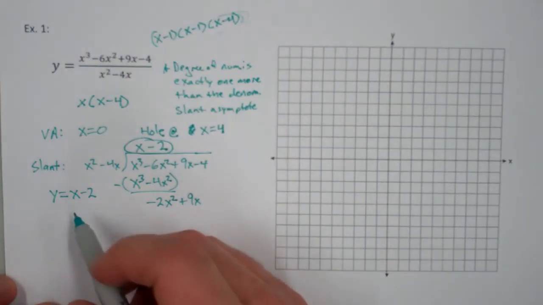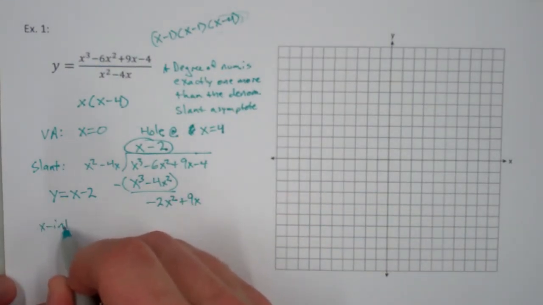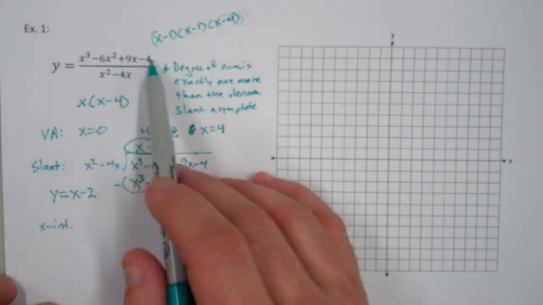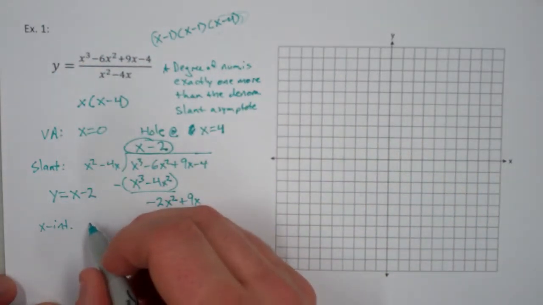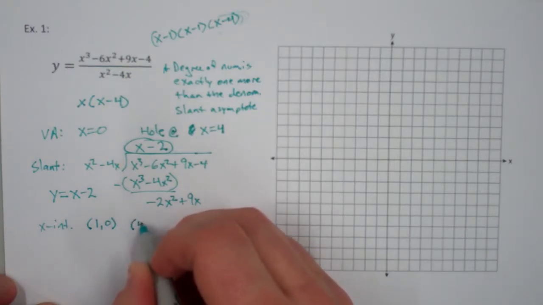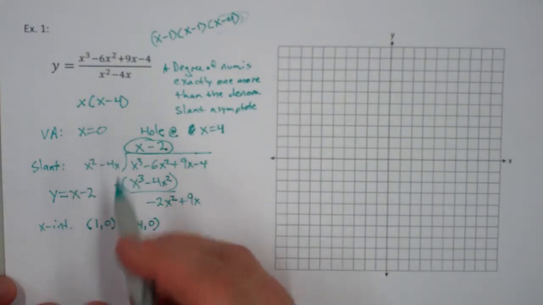To try to figure out any x-intercepts, we kind of found those before. The x-intercepts will be for these values here when they're 0. When the top of the fraction or the numerator is 0, that'll produce a y value of 0. So we know that we're going to have one at 1, 0 and also at 4, 0. And that'll be for the regular graph, okay?